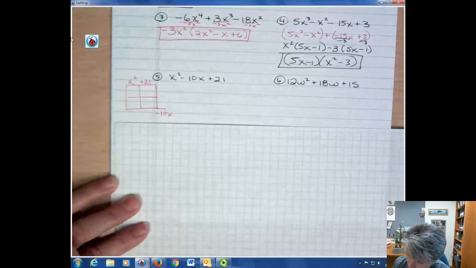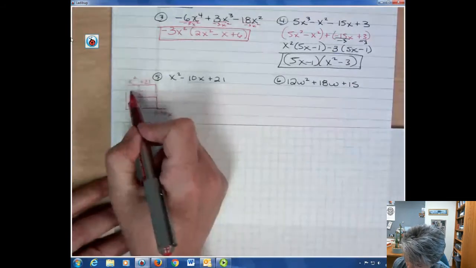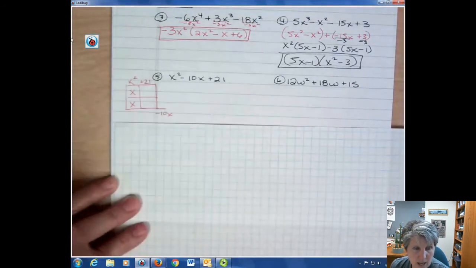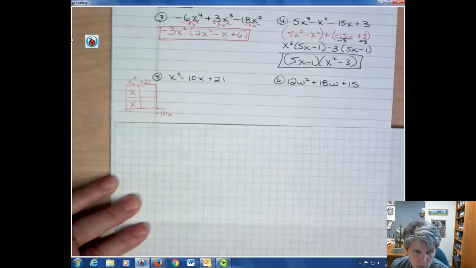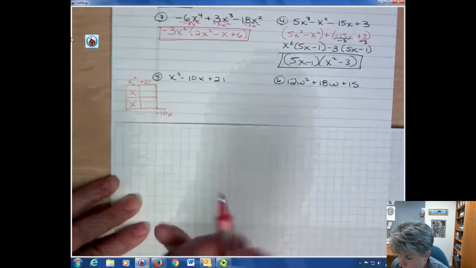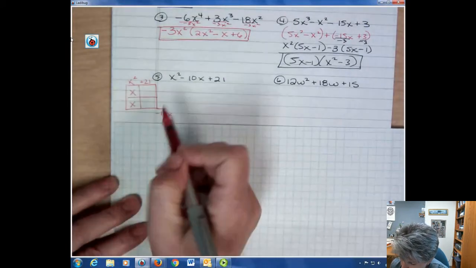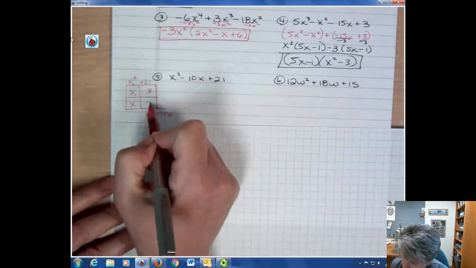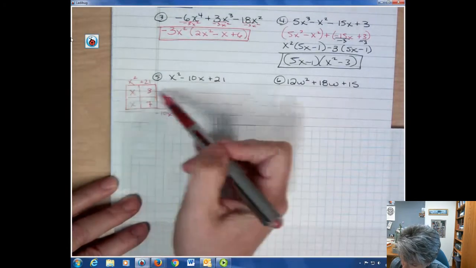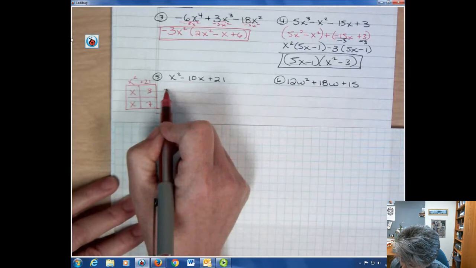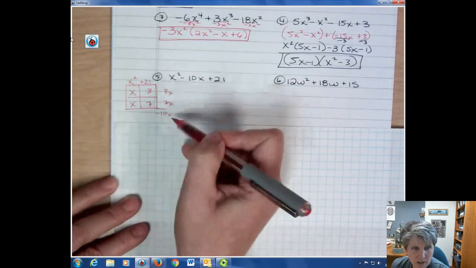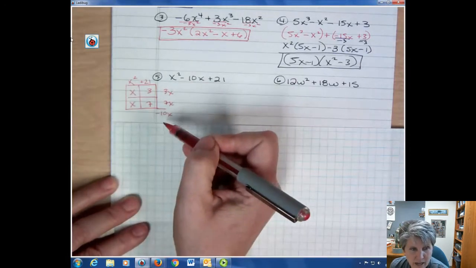So if I think of two things that multiply to be x squared, that would be x and x. And if I think about two things that multiply to be 21, I could use 1 and 21, but since I'm headed towards 10, I'm going to use 3 and 7. But notice if I multiply across, I would get 3x and 7x. That would be positive 10x, but I need that to be a negative 10.